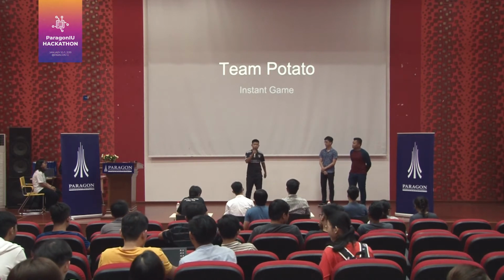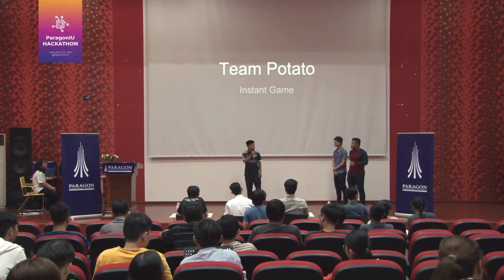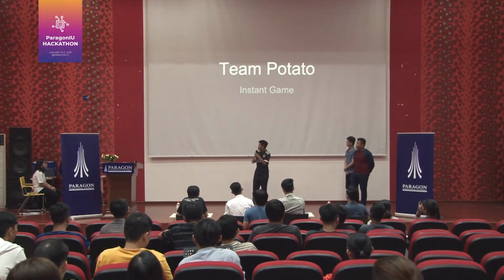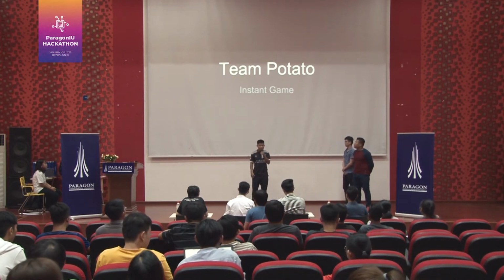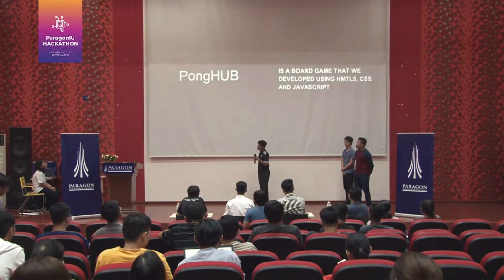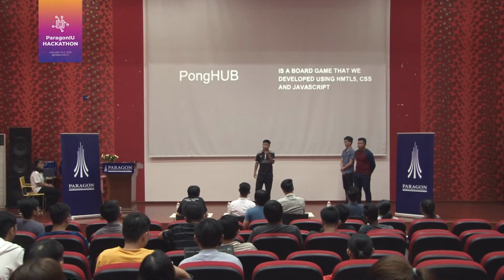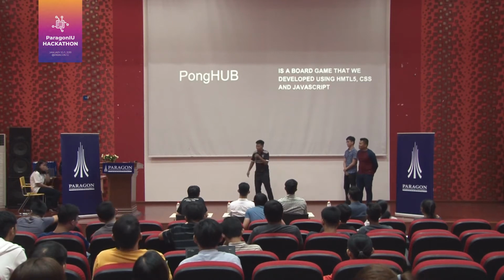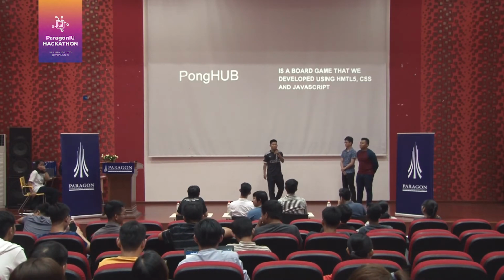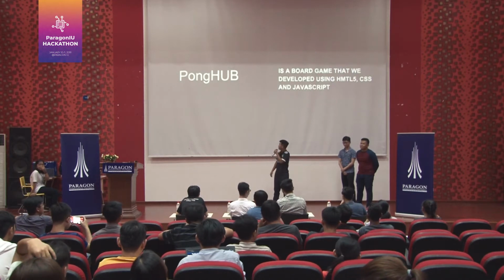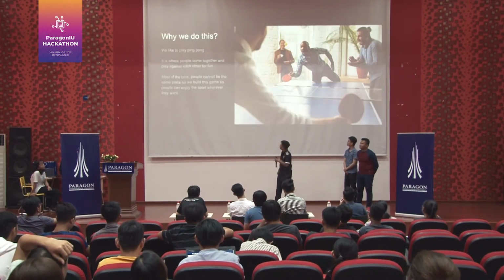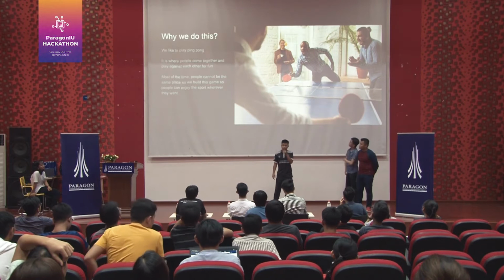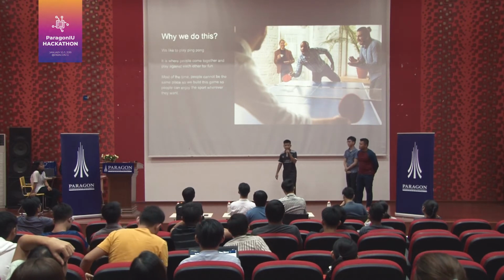And today we're going to present to you about the Facebook API product that we developed. It's instant game. The instant game that we developed is called Bong Hub. Bong Hub is a board game that we developed using HTML5, CSS, and JavaScript. And the reason why we do this is because we like to play ping pong.